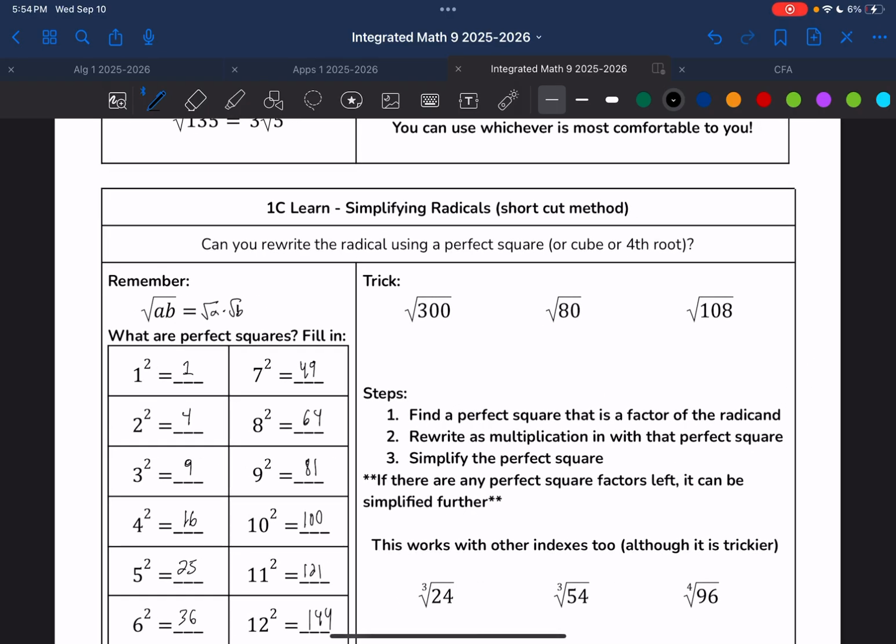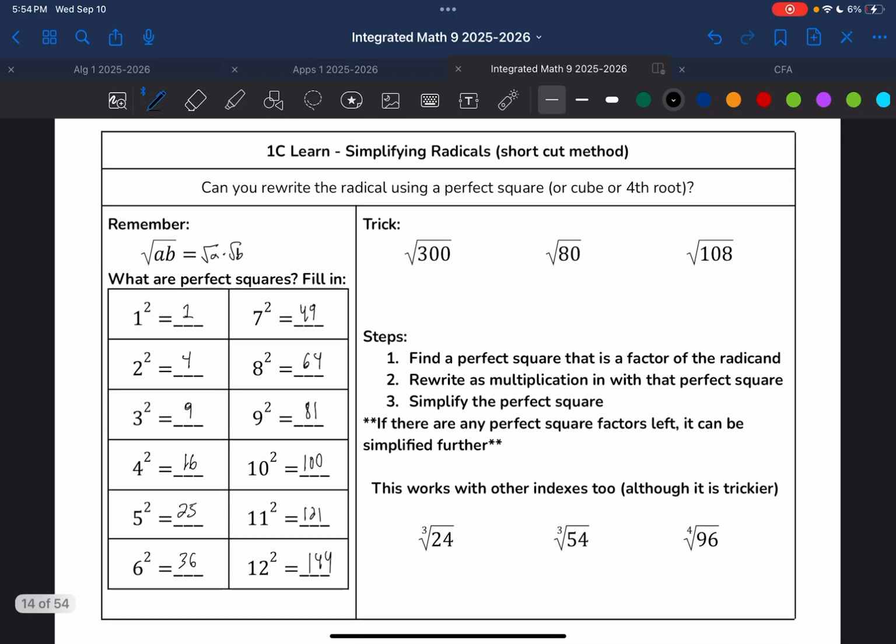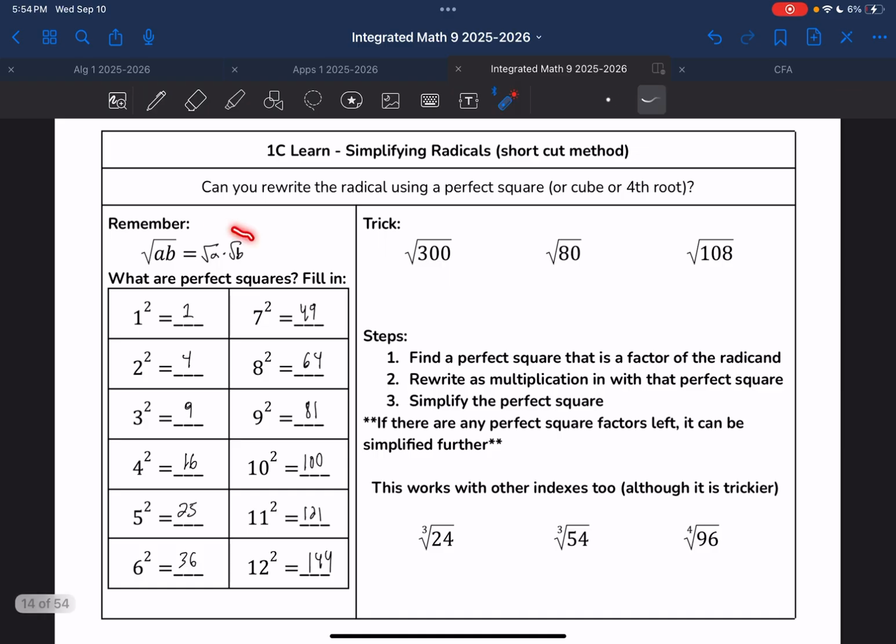All right. So the trick here is if we can use this property, if we can rewrite the radicand as 2 different radicals, one of them being a perfect square, then we can simplify the perfect square and leave the other number as is. So for example, with the square root of 300, there's nothing stopping us from writing that as the square root of 100 times the square root of 3. Now the square root of 100, that's easy to simplify, that's 10, so it becomes 10 root 3.